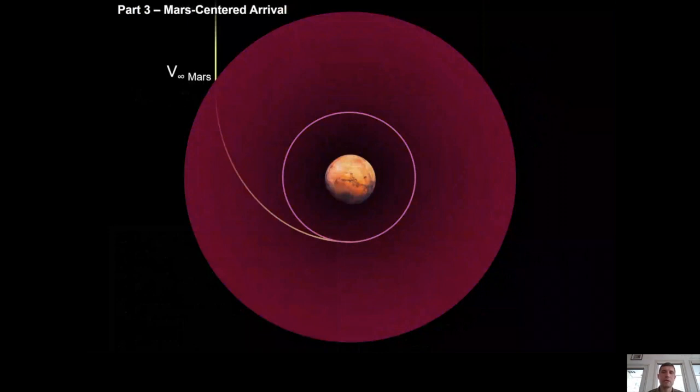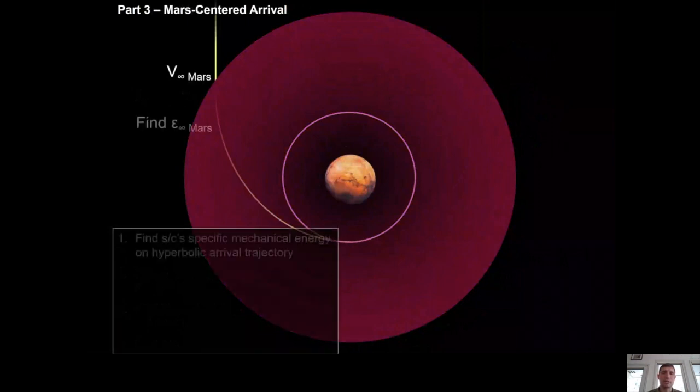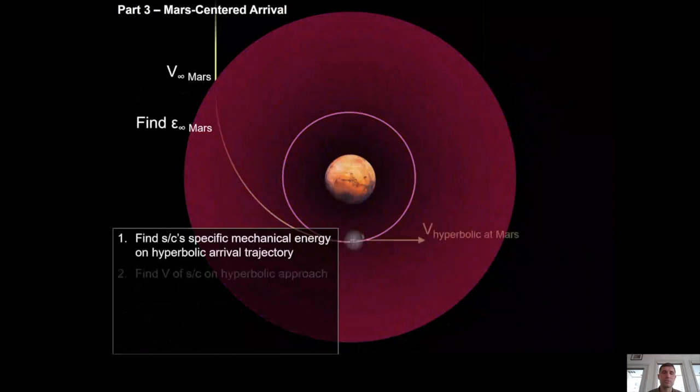Okay, now we'll look at the arrival scenario. This is very similar to our departure scenario. We are going to be arriving at delta V infinity at Mars. So this is the velocity that we expect to be at when we reach the sphere of influence. Now, this is going much faster than we need to stay in orbit. In fact, it's a hyperbolic orbit. So let's back out what that specific mechanical energy looks like for V infinity at Mars. Once we know what that specific mechanical energy is, we can figure out how much velocity we'll have when we reach perigee, basically the altitude at which we want to slow down and enter a circular orbit.